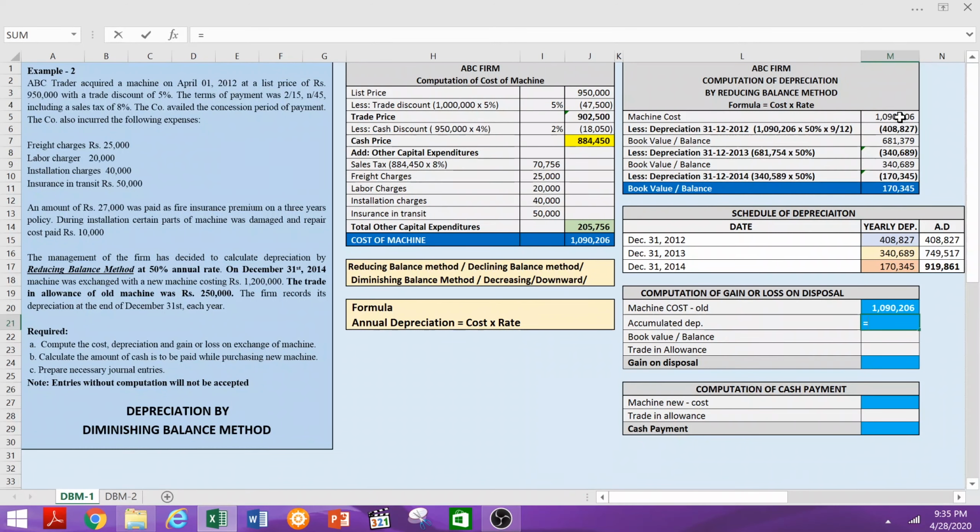Now subtract accumulated depreciation from the cost of machine. This is your accumulated depreciation. I am subtracting accumulated depreciation from cost of machine. So here I got the book value. You can see the book value is same here. Look at here. The book value at the end of December 31st 2014 is 1,70,345, which can also be seen here.